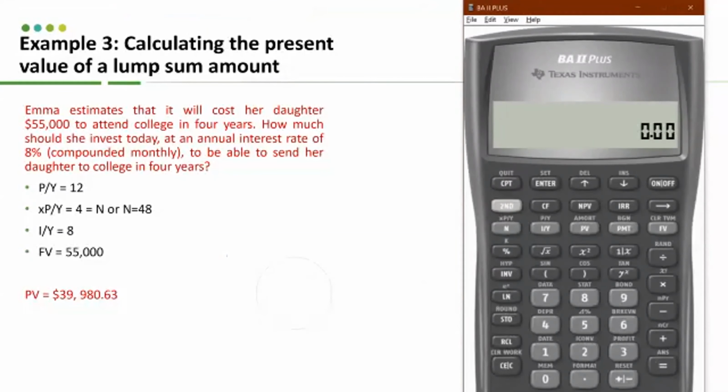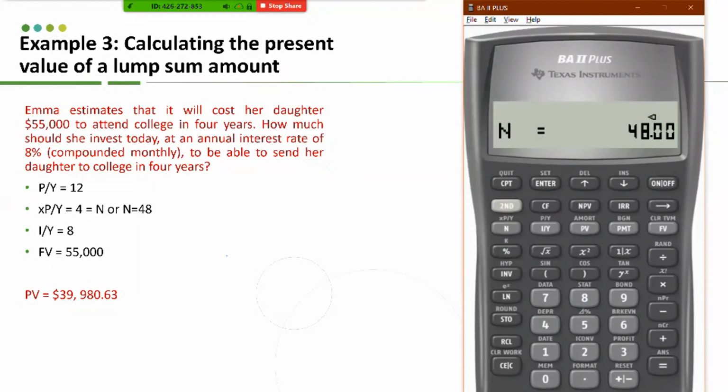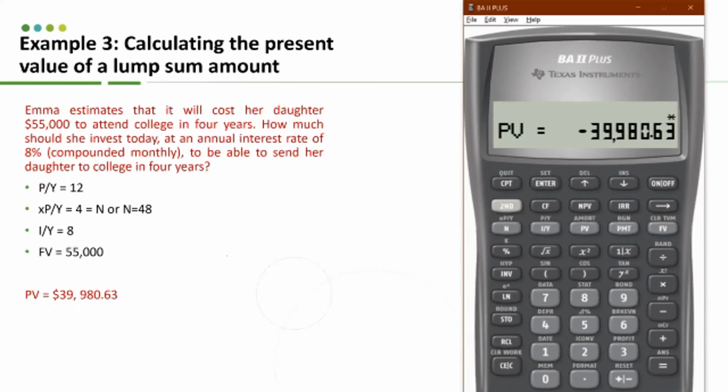For N, it is supposed to be 48, which is 4 years, because we put it as monthly. So 48, and then we press N. Interest rate per year will be 8, so press 8 and then I per Y, and then future value 55,000. So you press 55,000 and then FV. So what is your present value? You press compute and then you press PV. So Emma will need to invest $39,980.63. All right.